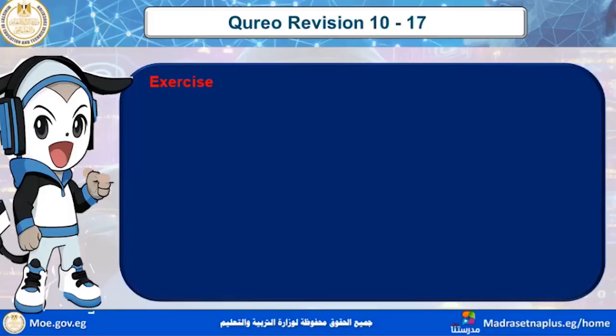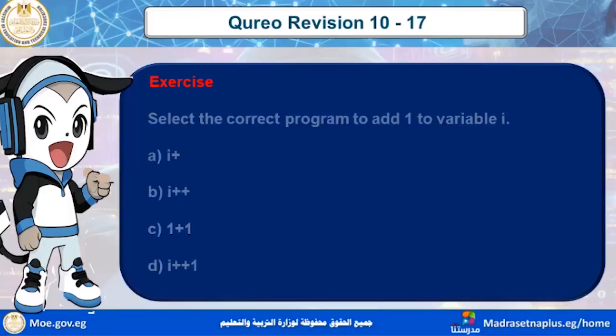Another exercise. Select the correct program to add 1 to the variable I. How can we add 1 to the variable I? I plus? Of course not. I plus 1? Of course not. 1 plus 1? Of course not. The correct value is I plus plus. This is correct.